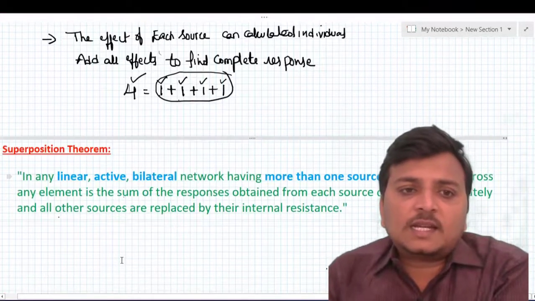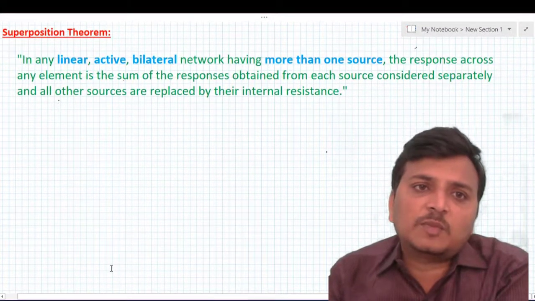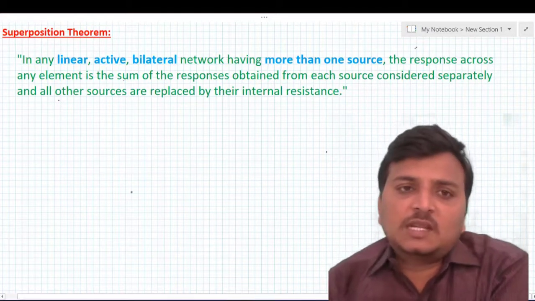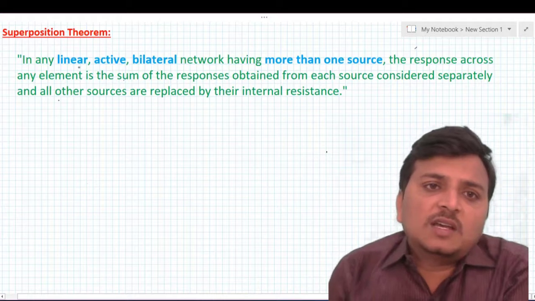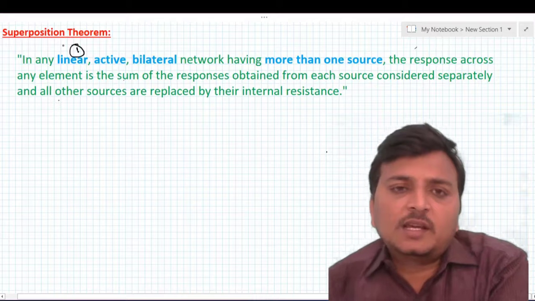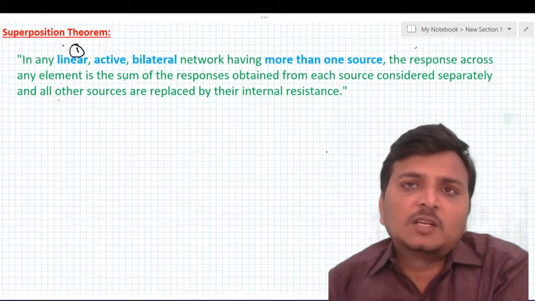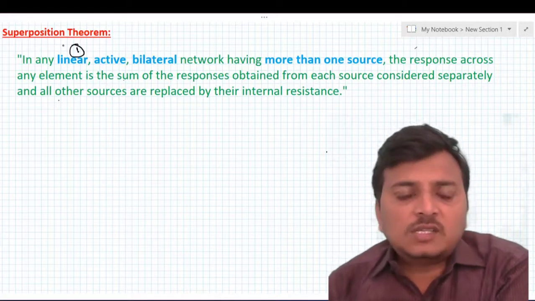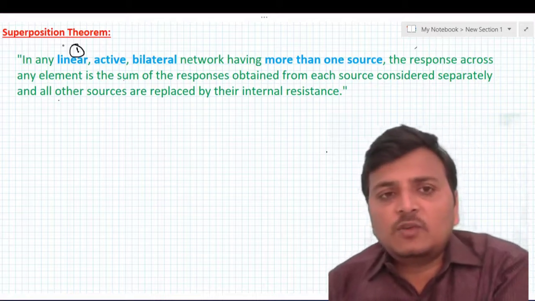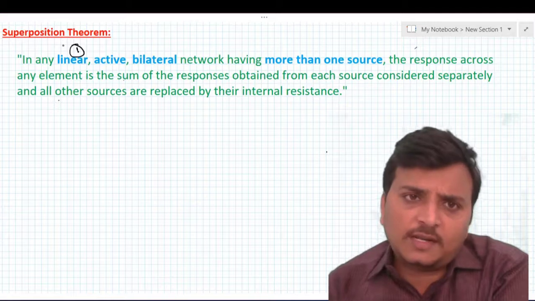Now, let us see the exact statement of the superposition theorem and understand the basic terms in it. The statement consists of 3 important terms. The first is linear. The circuit should be linear, meaning all its elements should be linear. Resistors, inductors and capacitors in an electrical circuit are generally linear, while circuits with diodes and transistors contain non-linear elements.